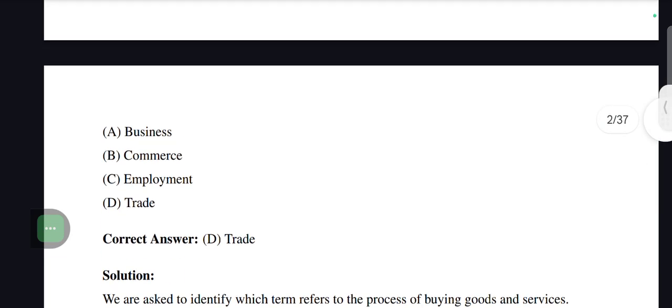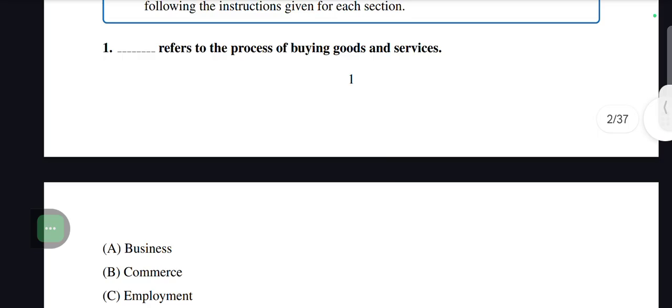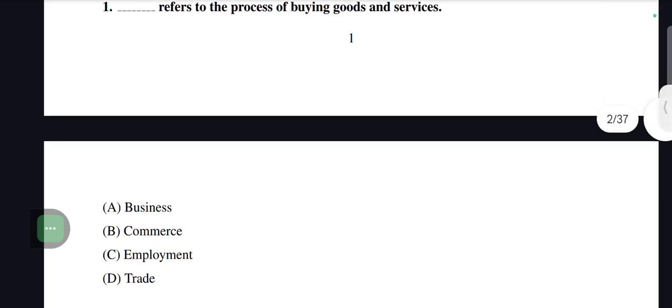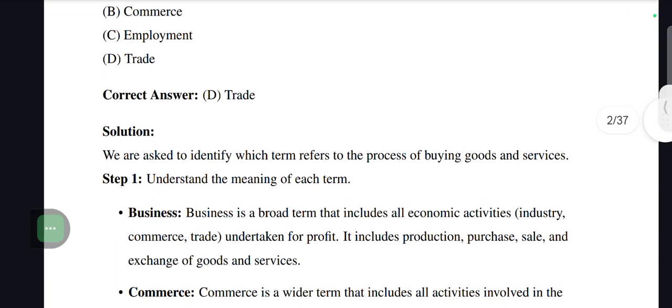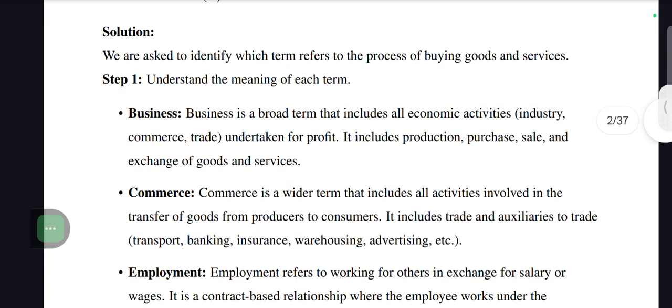So the first question: dash refers to the process of buying goods and services. The options they have given were business, commerce, employment, trade. According to the options, let us first understand the meaning of each term.